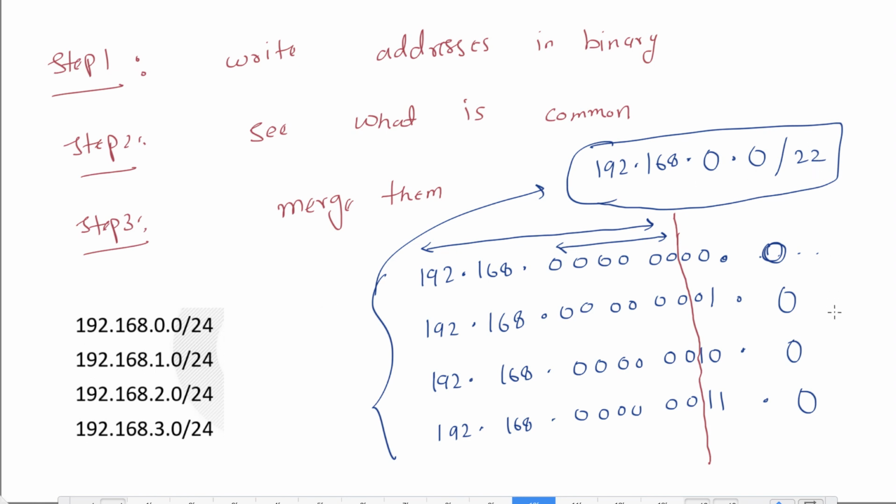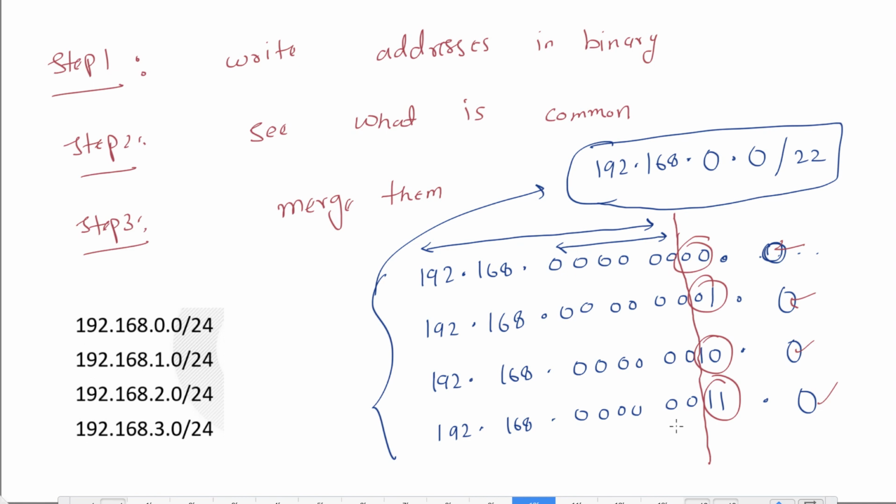Each individual network is saying the initial 24 bits are fixed, and then you can change the bits. So anyway, these bits are changeable, and everyone agrees on that. But supernetting is also saying that these bits are also changeable. This is what it is saying.